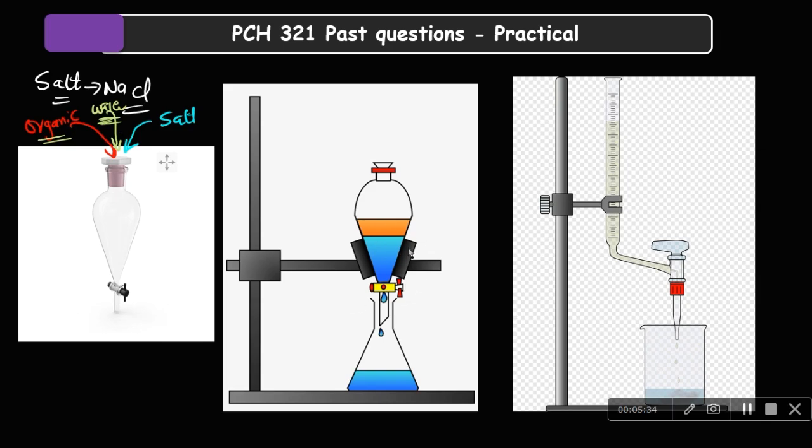So now that you have two layers, what you are going to do is to clamp it here on your retort stand, and then you separate them. You loosen the stopper and then allow the phases to separate. Let's say this is the first phase here, which is the water phase. You allow it to separate. Then after allowing it to separate, you keep it at the corner somewhere here.